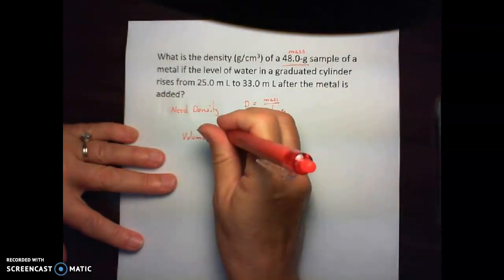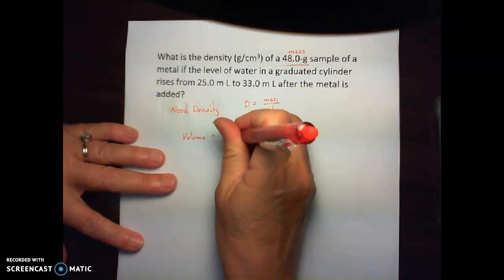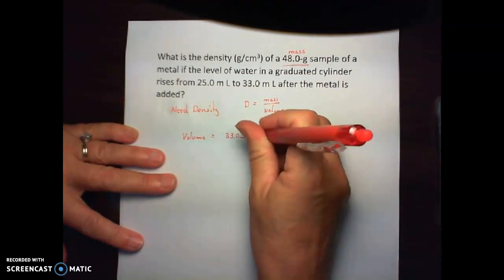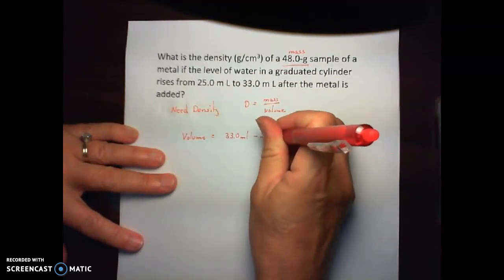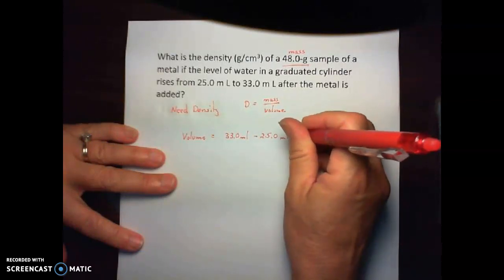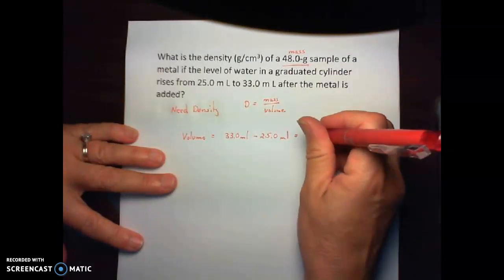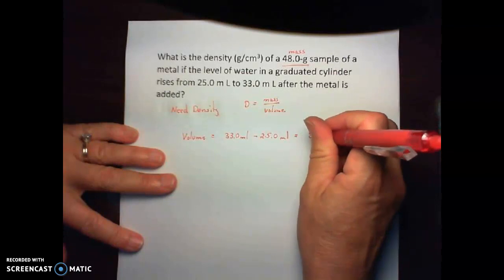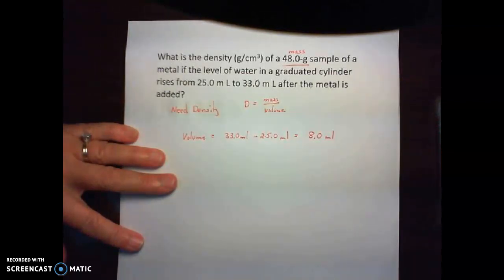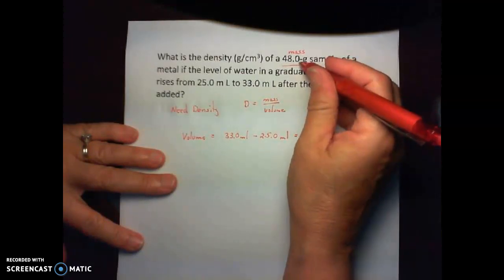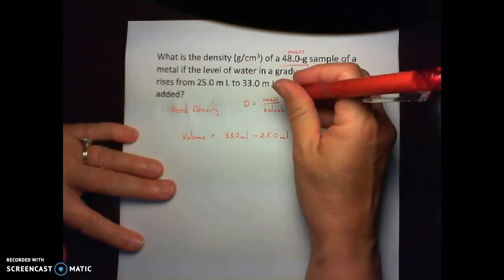is going to be equal to 33 milliliters minus 25 milliliters. That's 8.0 milliliters. Okay, so that's the volume. We've got the mass, so we're ready to do our problem.